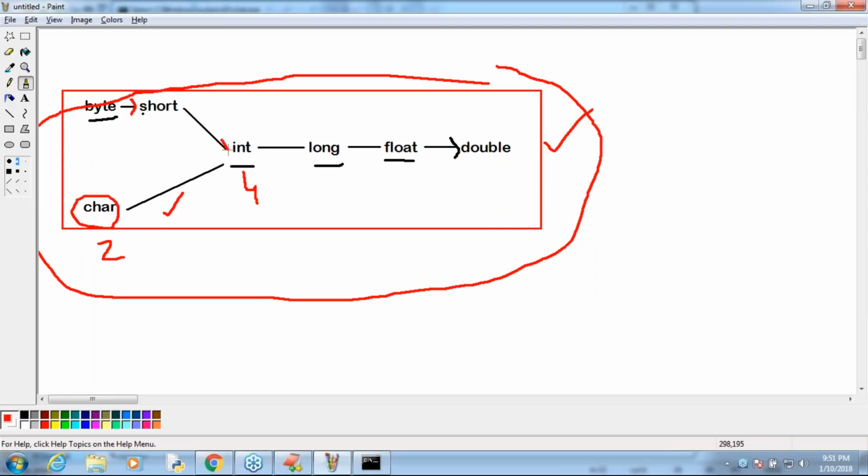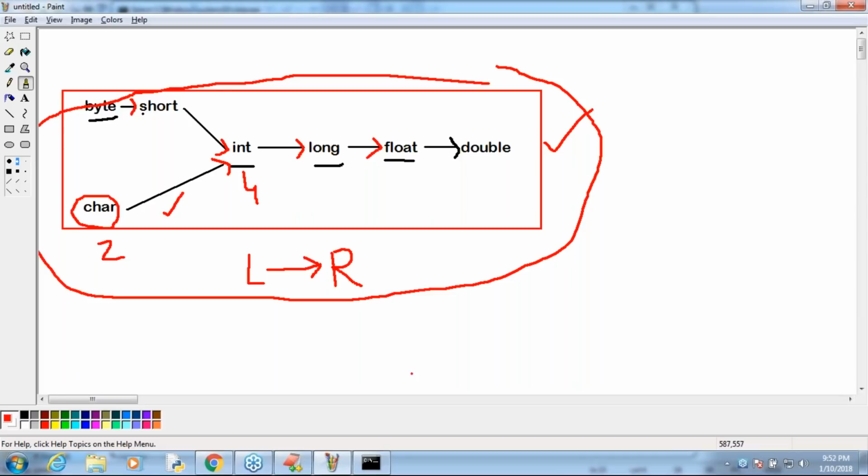Byte to short, short to int, char to int, and after that int to long, long to float, float to double. If you move from left to right, you are moving from smaller type to bigger type. That's why smaller type to bigger type is implicit typecasting. Clear? Are you able to understand? So this is implicit typecasting.